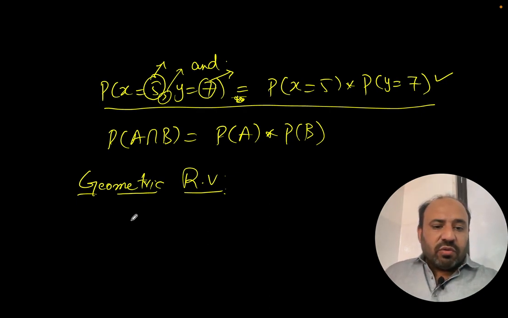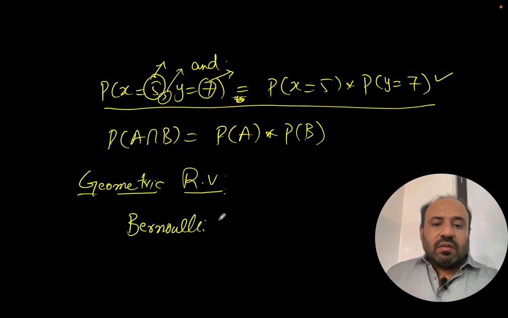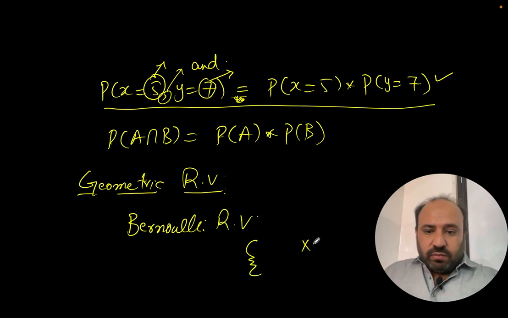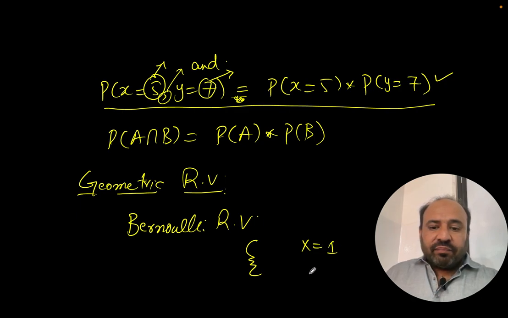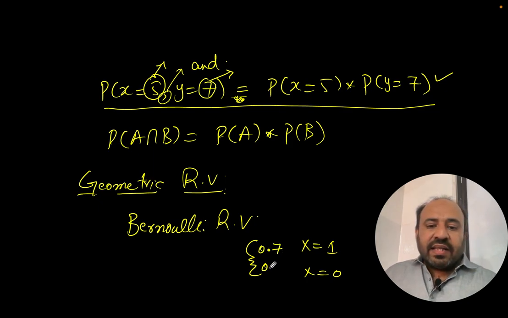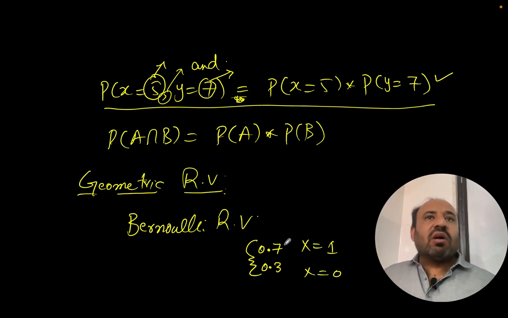I already have told you in the last lecture, I guess, the Bernoulli random variable, which is just two values, x is equal to 1 and x is equal to 0. For x is equal to 1, we have some probability, let's say 0.7, which we call the probability of success, and this we call the probability of failure. Okay? It may be a coin toss. If the coin is not fair, then the probability of success is different from 0.5. If the coin is fair, then the probability of success is 0.5.